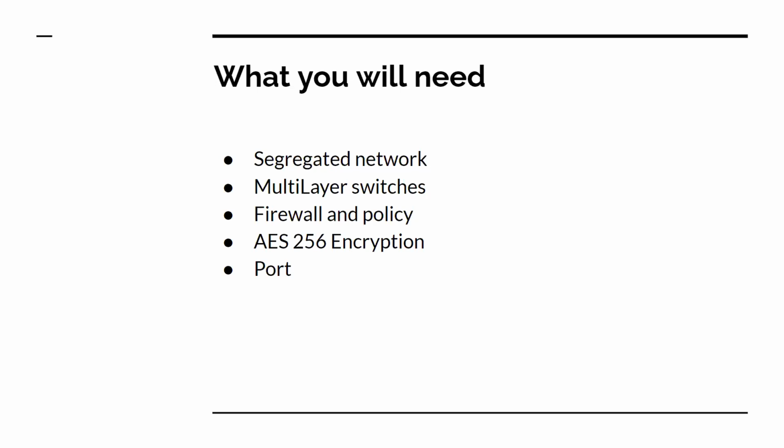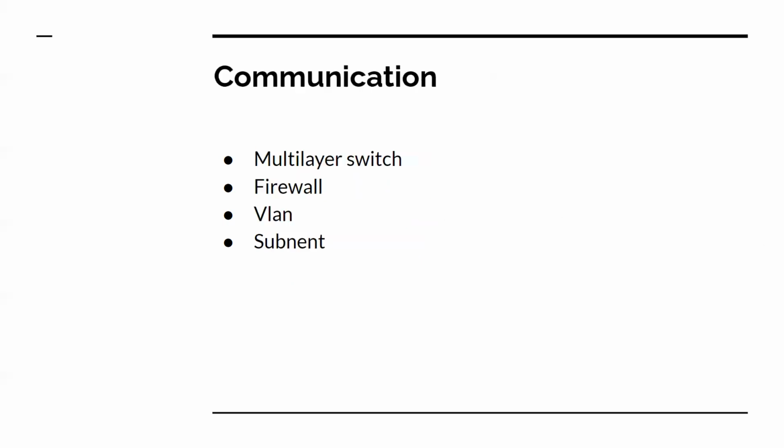And TCP 5900 is for shadowing. And then you have UDP 1758, which is used for your default multicasting. So those are the ports that they recommend that you utilize as much as possible. Now, as far as communications, like I mentioned, you want your multi-layer switches, your firewalls, your VLANs, and your subnets set so that everything is segregated, everything's nice, and everything can communicate.